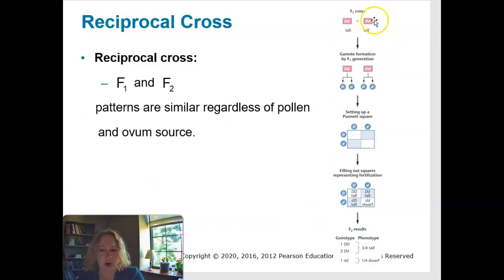Here again, a reciprocal cross. Here it is using the Punnett square. So you have a big D comes here, big D here, little d here, little d here. Now we go this way. Big D here, little d here, little d here. Do you see how I did that? You can fill in the genotypes and phenotypes. And now you get 3/4 tall, 1/4 dwarf.